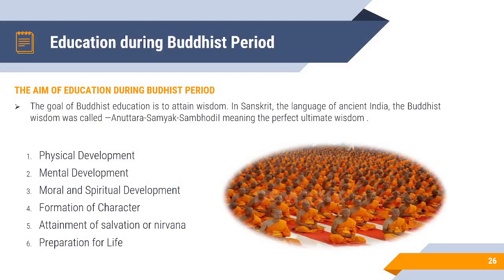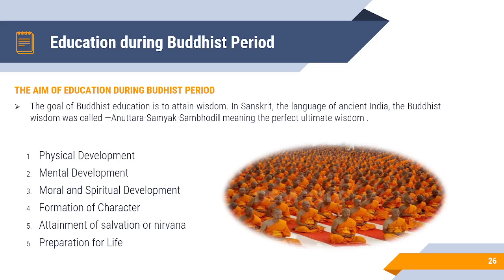The aim of education during the Buddhist period. The goal of Buddhist education is to attain wisdom, in the Sanskrit language of ancient India. The Buddhist wisdom is called Anuttara Samyak Sambodhi, meaning the perfect ultimate wisdom. And like the Vedic period, the aim of education during the Buddhist period was also physical development, mental development, moral and spiritual development, formation of character, attainment of salvation, or you can say nirvana, and preparation for life.